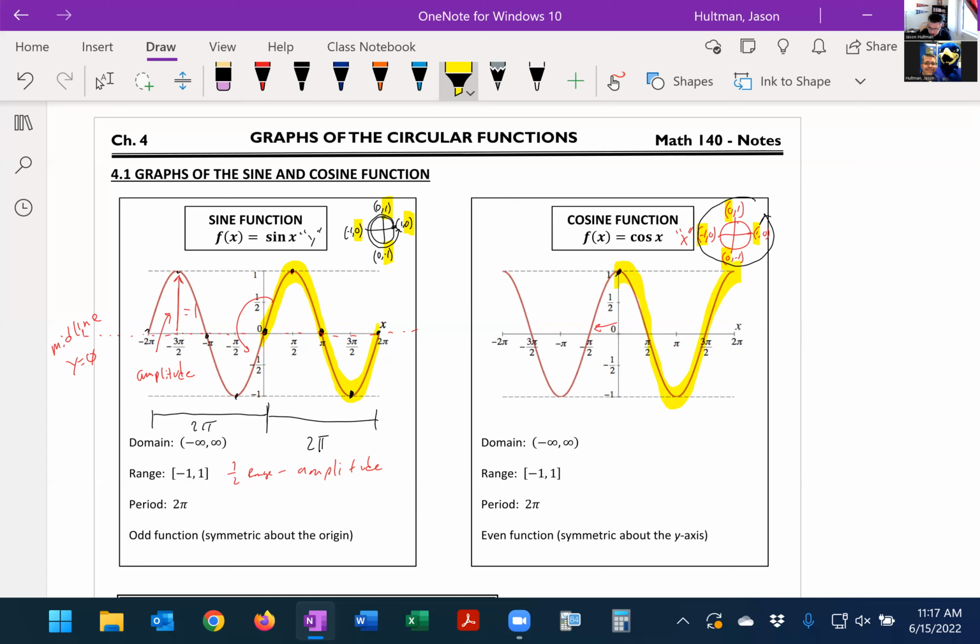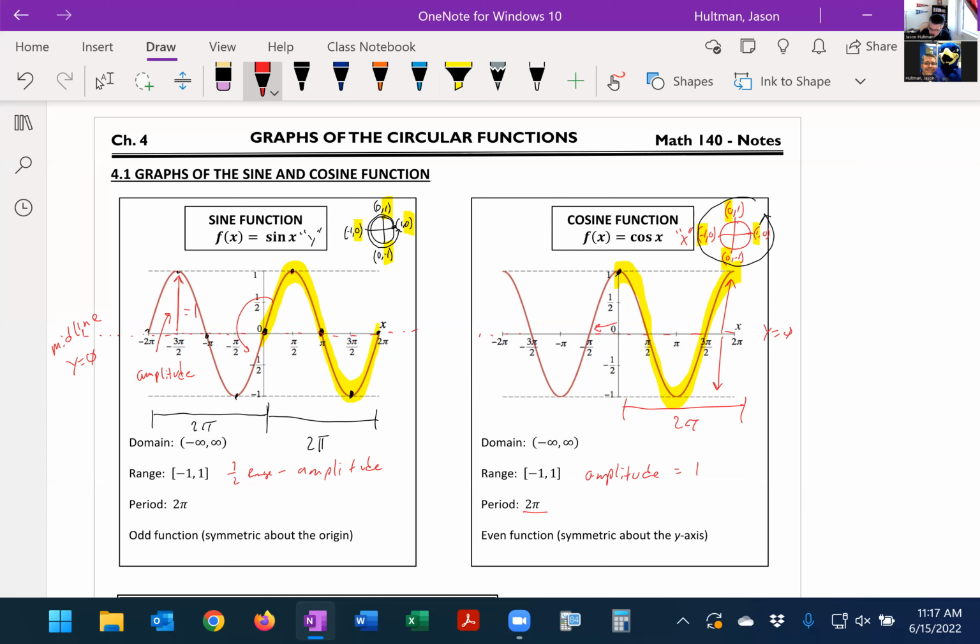Now the amplitude on this is the same. It's still 1 because the midline is still at y equals 0, and 1/2 the total height of this is 1. The period is still 2 pi because just one time around the unit circle will give me a cycle. It just looks a little bit different because of where we're starting and where we're ending.